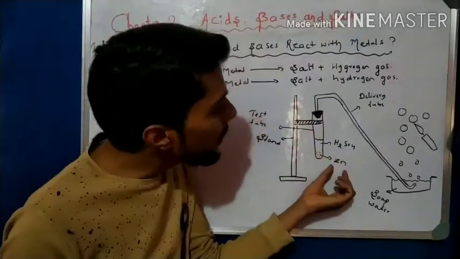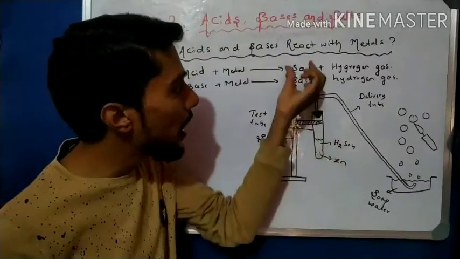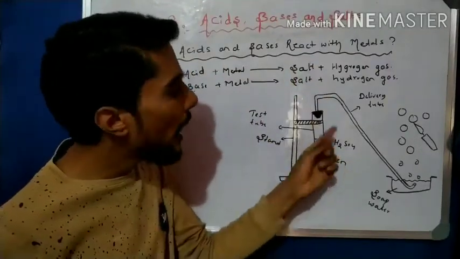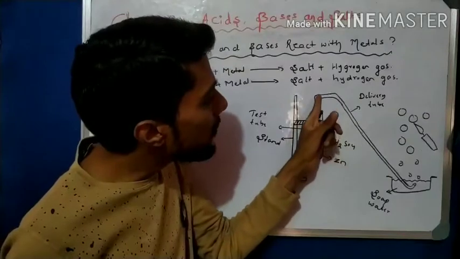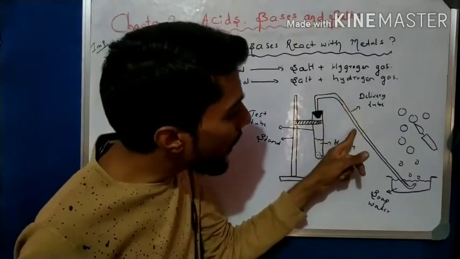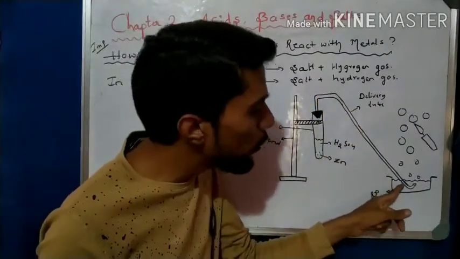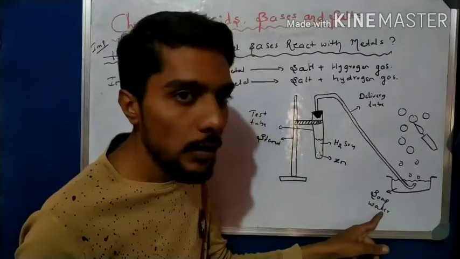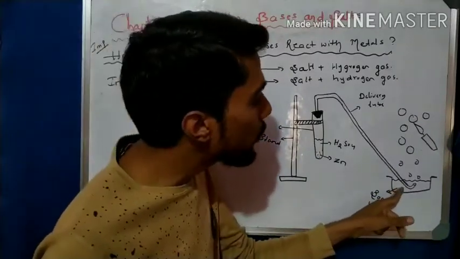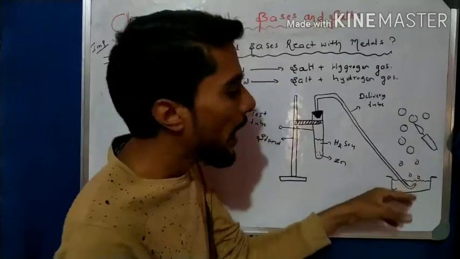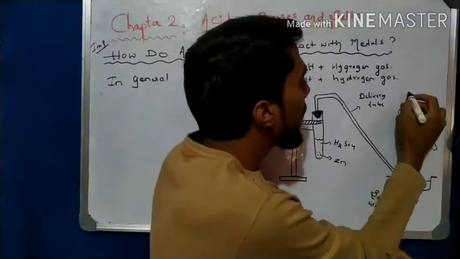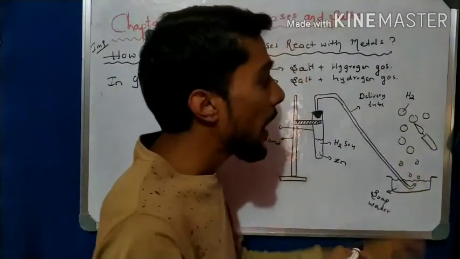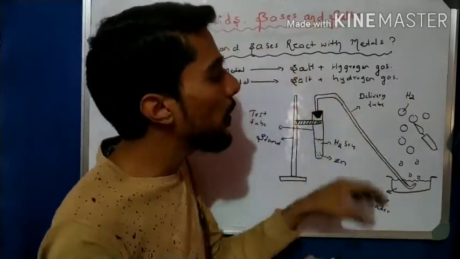When the acid reacts with the metal, as we know, salt is formed in the aqueous solution, and the gas is liberated. That gas is passed into the delivery tube, and the delivery tube passes that gas into the soap solution. In that soap solution, bubbles are formed, and those bubbles contain which gas? Those bubbles have hydrogen gas, and that can be identified by using a candle.